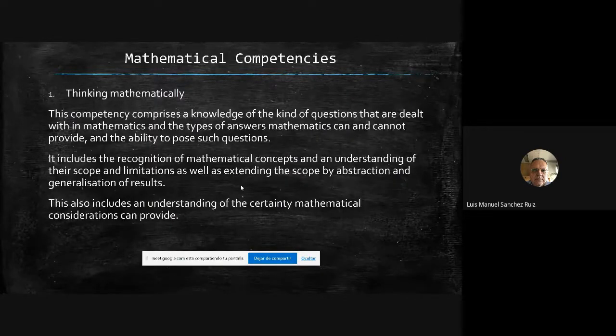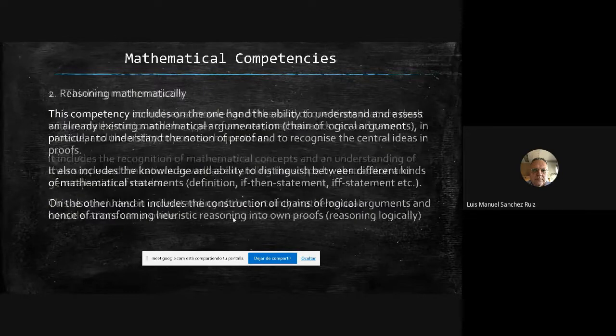So there are 8 mathematical competencies that are pointed out. Some of them are very basic. For instance, thinking mathematically, and this competency comprises a knowledge of the kind of questions that are dealt with in mathematics, and the types of answers mathematics can and cannot provide, and the ability to pose such questions. It includes the recognition of mathematical concepts and an understanding of their scope and limitations, as well as extending the scope by abstraction and generalization of results. This also includes an understanding of the certainty that mathematical considerations can provide. So that is the competence of thinking mathematically.